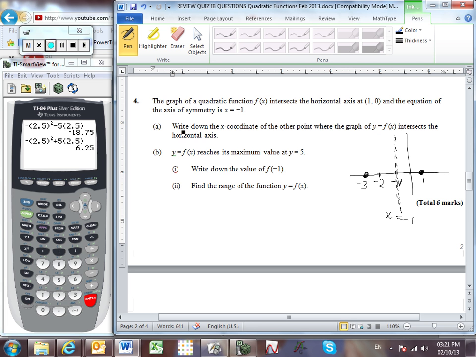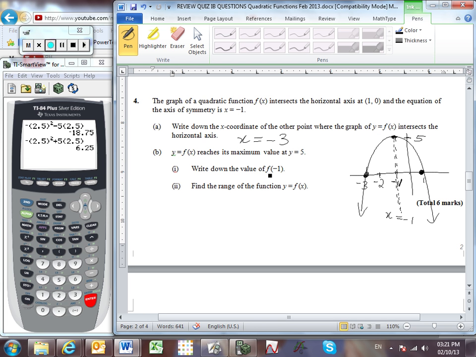And indeed, that is what it's asking for. It wants the x-coordinate of the other point where the graph intersects the horizontal axis. And there it is, -3. Then it tells us that the function reaches its maximum value. It reaches a maximum. That must mean it climbs up to the top, the maximum before falling. It is going to be an upside-down parabola, looking something like this. And it says that it reaches a maximum value at y is equal to 5.